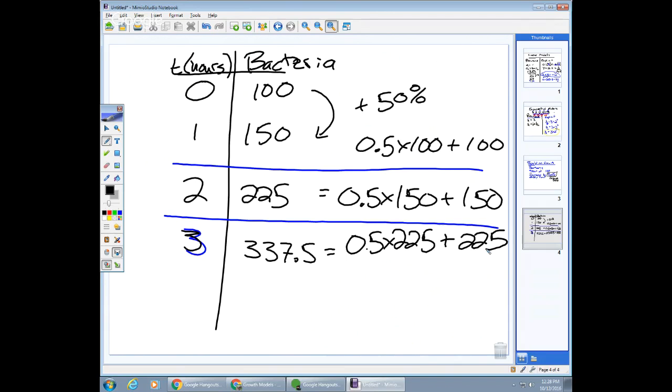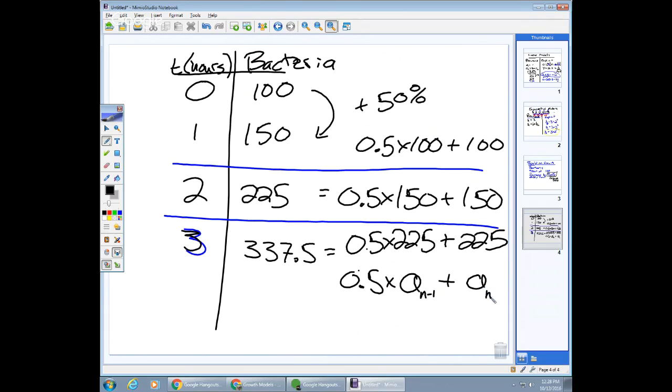Alternatively, I could try and shorten this formula. What's repetitive in this formula? There's a couple things. Okay, it's 50% every time. What else is repetitive? Plus the number, right? So if I algebraize this, I'm taking 50% of the previous number. We usually call the previous number a sub n minus 1, right? And I'm adding that on to the previous number, a sub n minus 1.